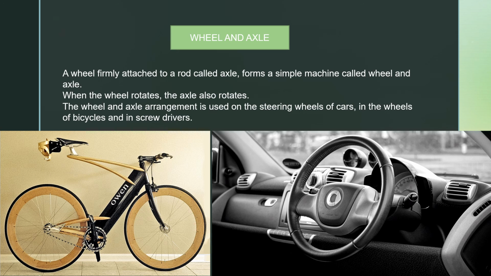Children, a wheel is also a form of a simple machine and is connected by an axle, and both wheel and axle moving together make the object move. The examples are the wheel of a bicycle, the steering wheel of a car, and screwdrivers.